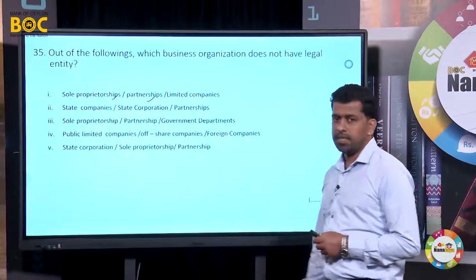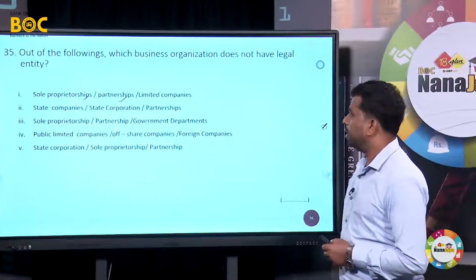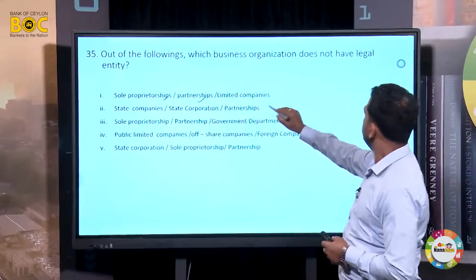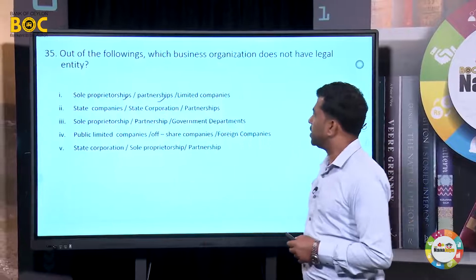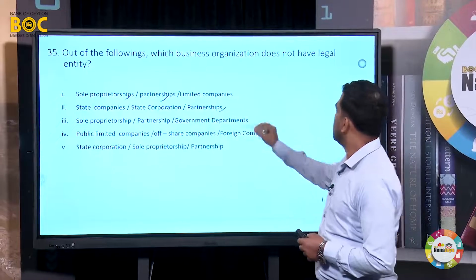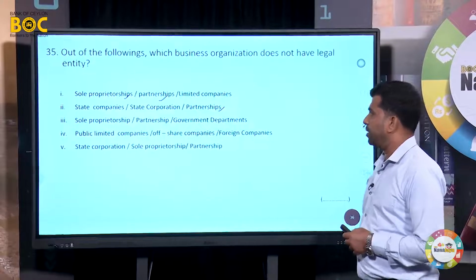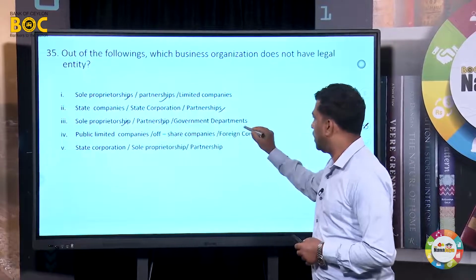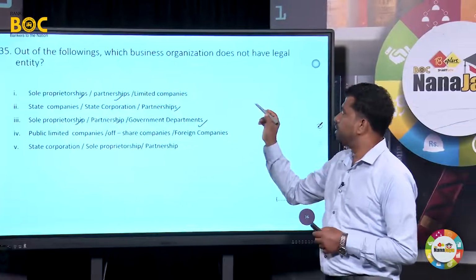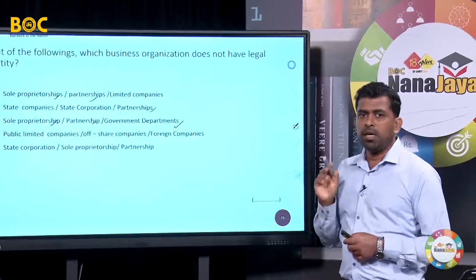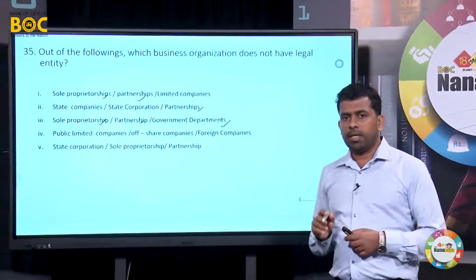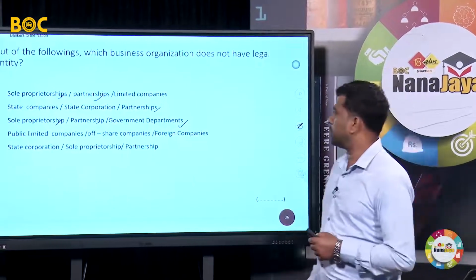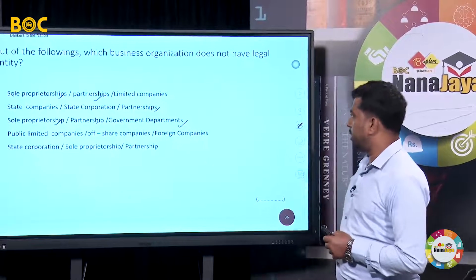Limited companies have a legal personality. State companies have legal personality. State corporations are also the same. Partnerships do not have legal personality. Sole proprietorships, partnerships, government departments. Government departments do not have legal personality; they sue and are sued by the official designation of the head of the department. So, the correct option is the third one.